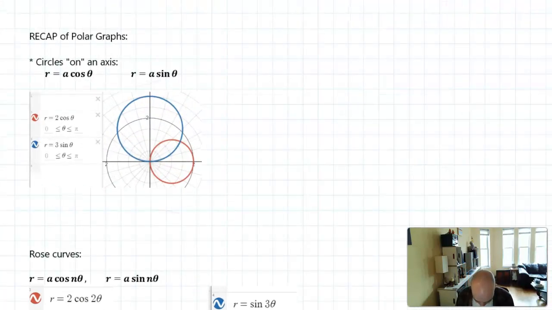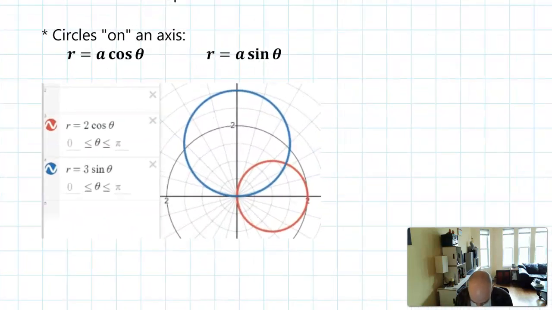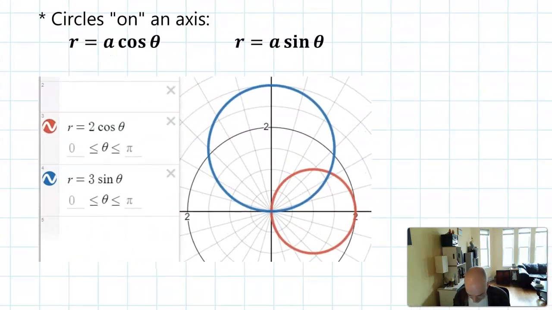So the first recap of polar graphs are circles that are centered on an axis that pass through the origin. And these generally are of the form r equals a cosine theta or a sine theta. A is basically the diameter.